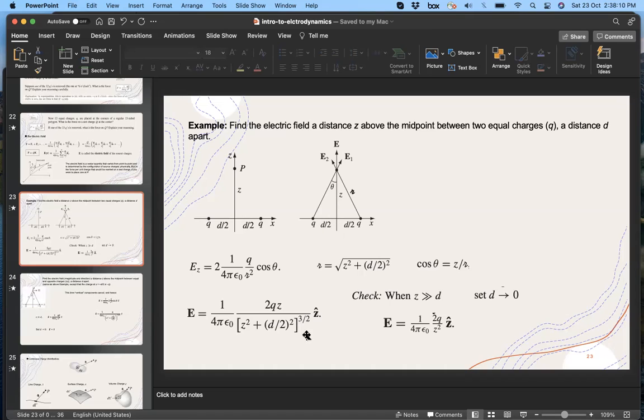Okay, and then one can also assume that if z is very large, that means z is very far from these two charges, then this would seem to be like a single charge 2q, which is called the total charge of the system, and then the electric field definition is going to regain its form accordingly.